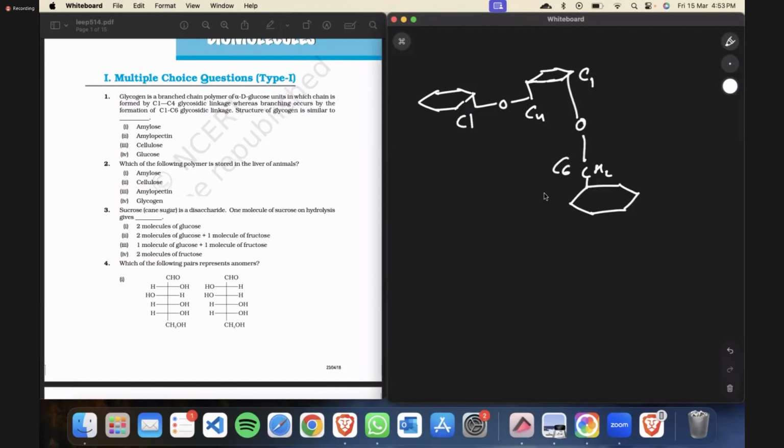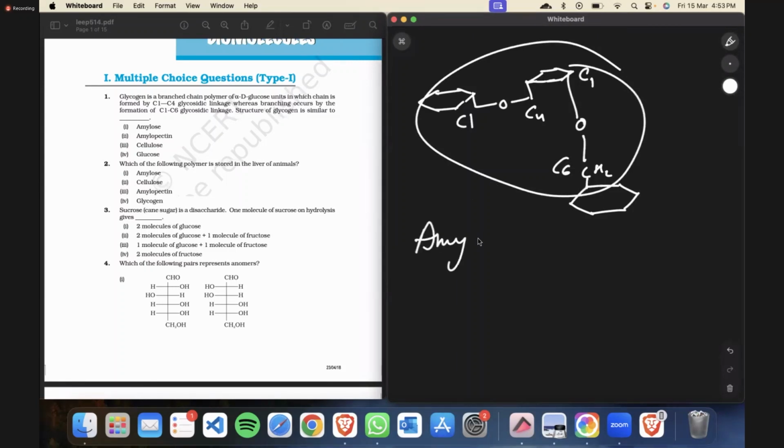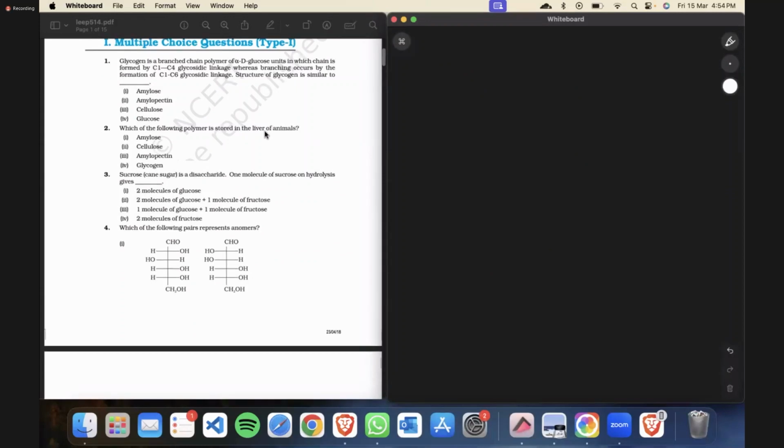Now this whole figure is very similar to what? You just need to remember the diagrams and the structures. Those are important. So it is the structure of amylopectin. So option number two is the correct one over here. Moving onwards, which of the following polymer is stored in the liver of animals? So we already know glycogen is stored in the liver, right? The glucose is stored as glycogen.